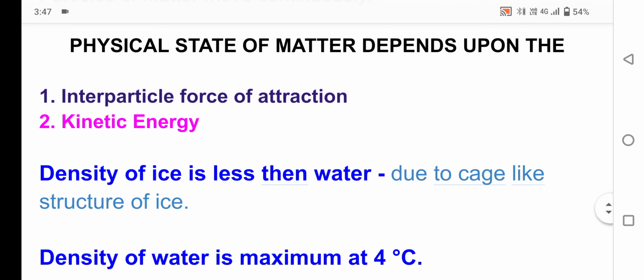Now these are just some knowledge bites. The density of ice is less than water. Why? Because it has a cage-like structure. You will see that ice is in the shape of a cuboid or cube. They have cage-like structures. That is why the density of ice is less than water. Next, the density of water is maximum at 4 degrees Celsius. It does not have any explanation; it is just a note.